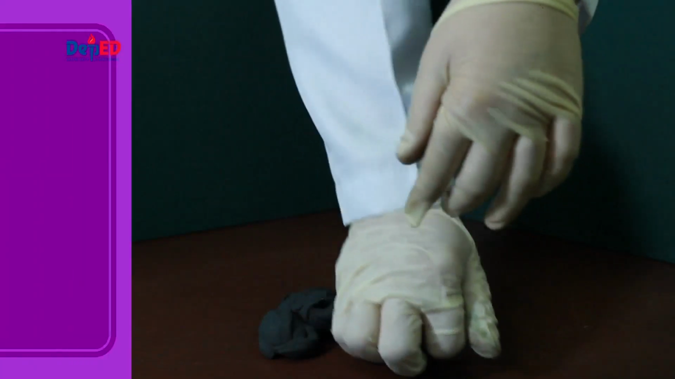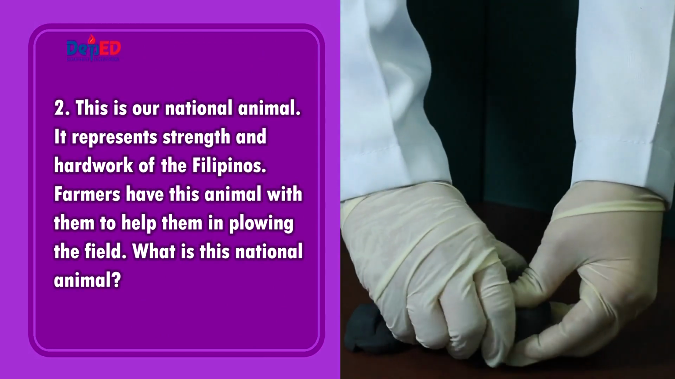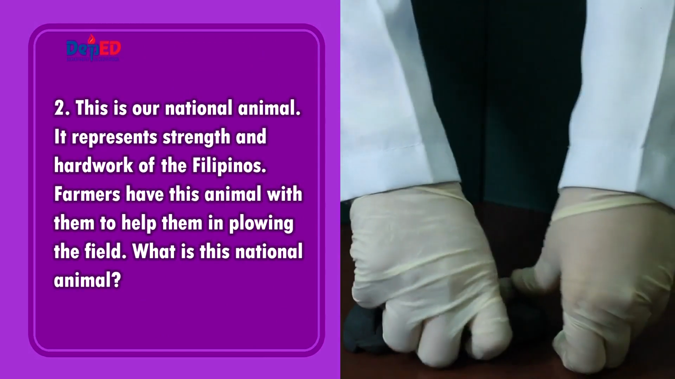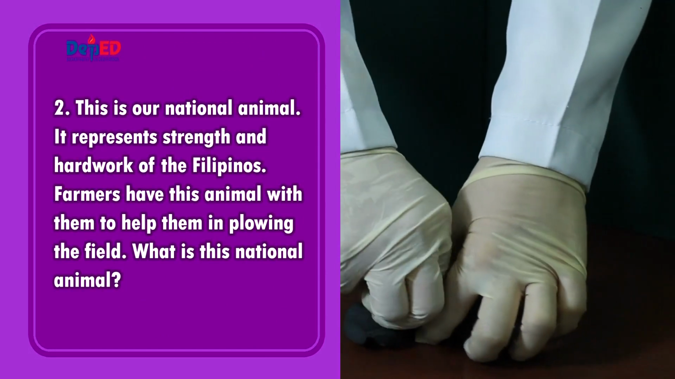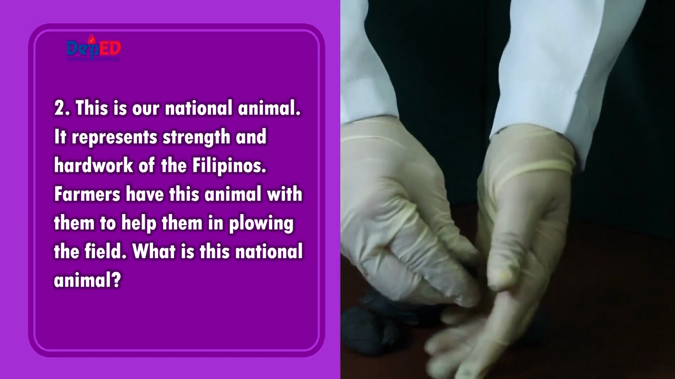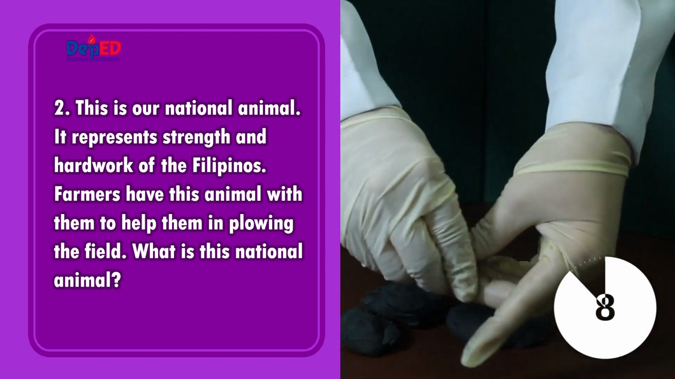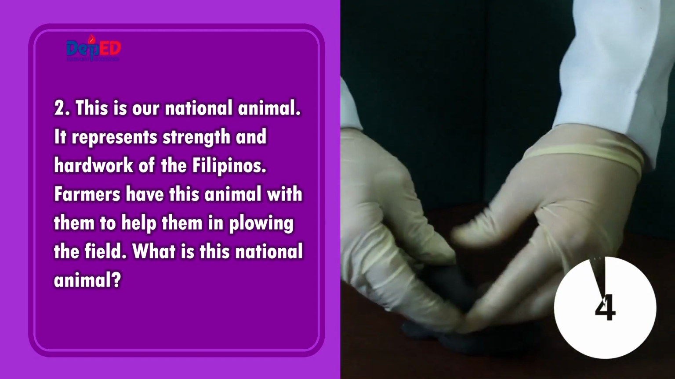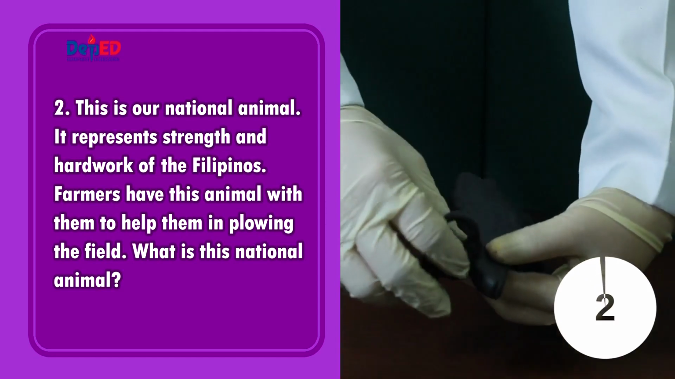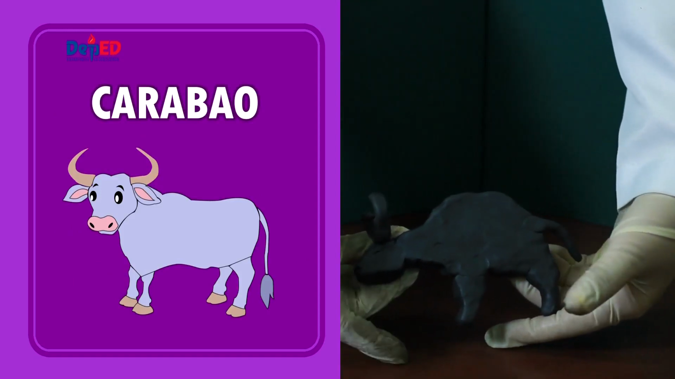Number 2. This is our national animal. It represents strength and hard work of the Filipinos. Farmers have this animal to help them in plowing the field. What is it? The answer is carabao.